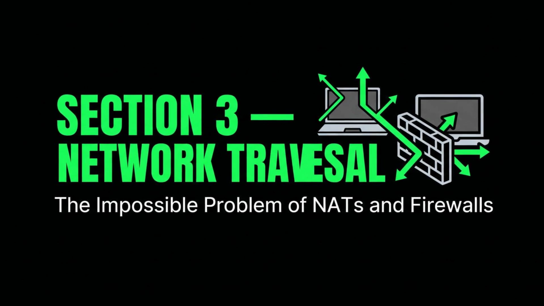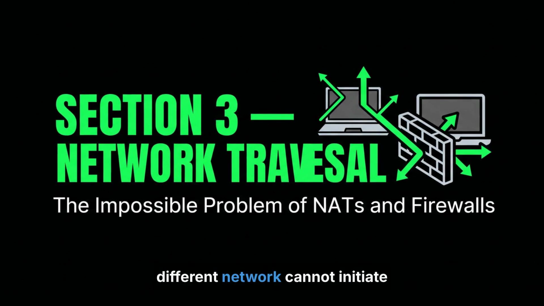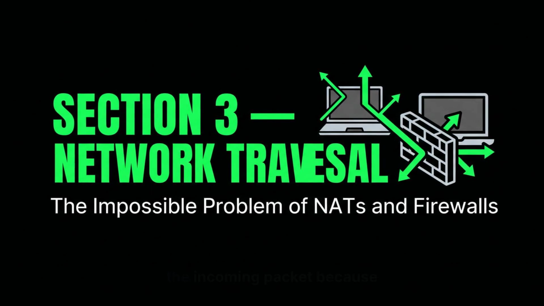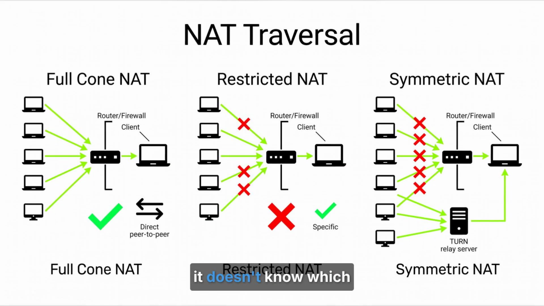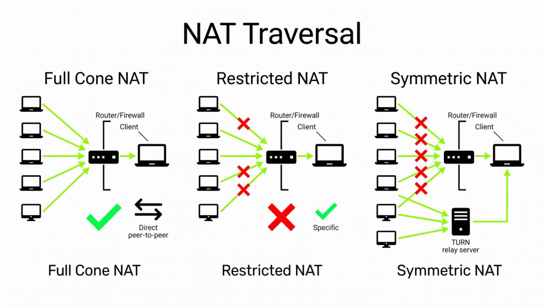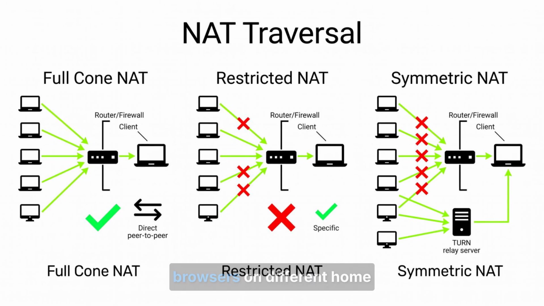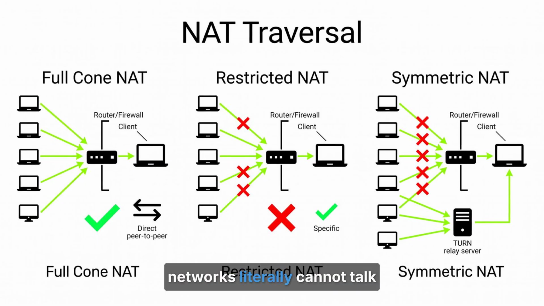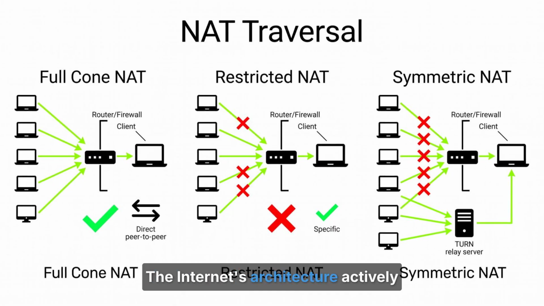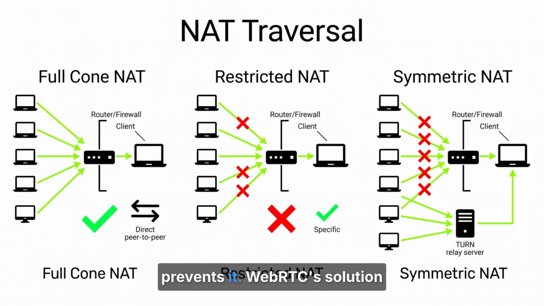If you're behind a NAT, another device on a different network cannot initiate a connection to you. Your NAT simply drops the incoming packet because it doesn't know which internal device to forward it to. And let that sink in. Without a solution, 2 browsers on different home networks literally cannot talk to each other directly. The internet's architecture actively prevents it.